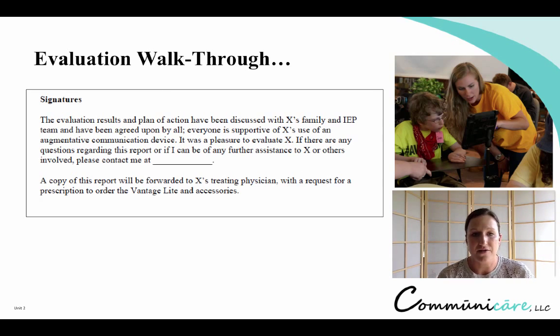At the end of that, the speech-language pathologist or critical team members need to be able to sign the report, and also make a note that a copy of the report is being forwarded to the individual's pediatrician or doctor, as ultimately the doctor reviews the report and writes a script for the recommended device and accessories.